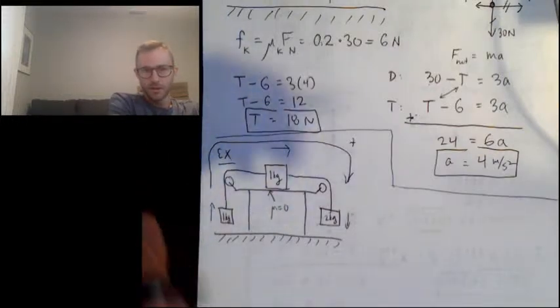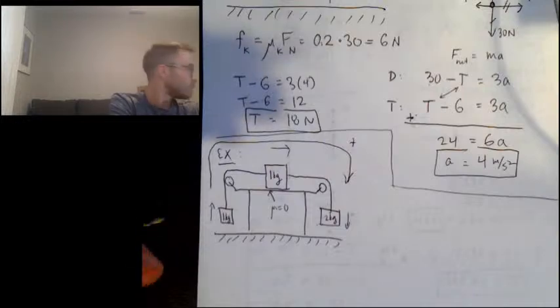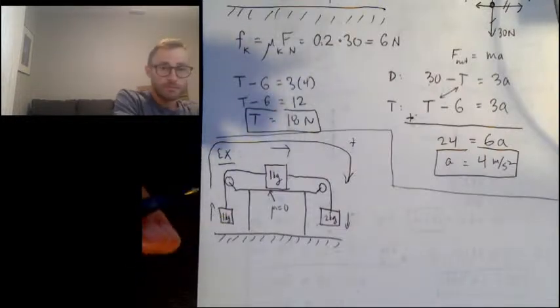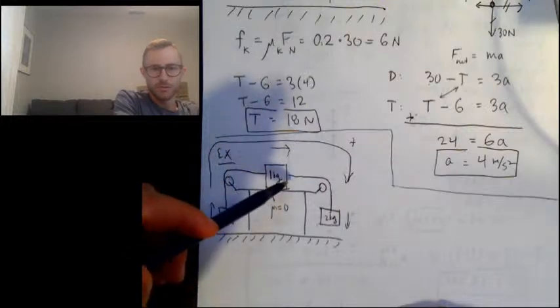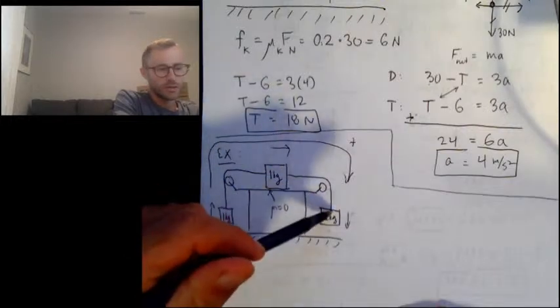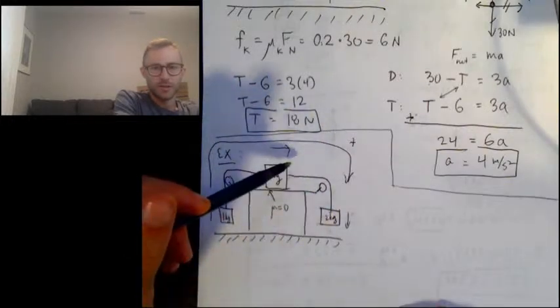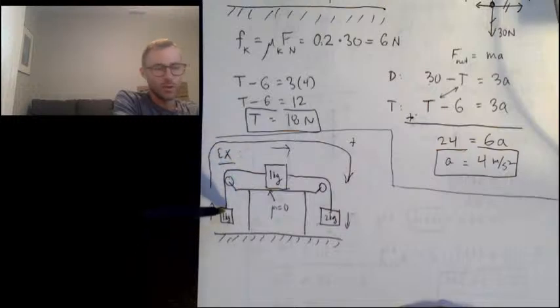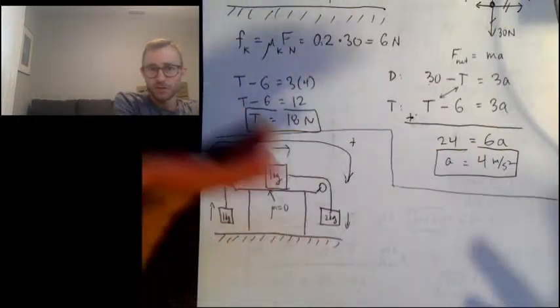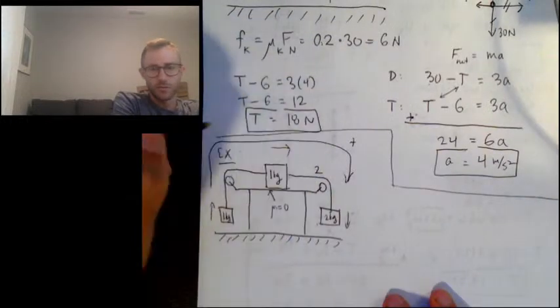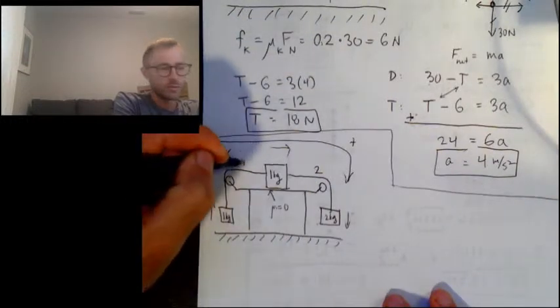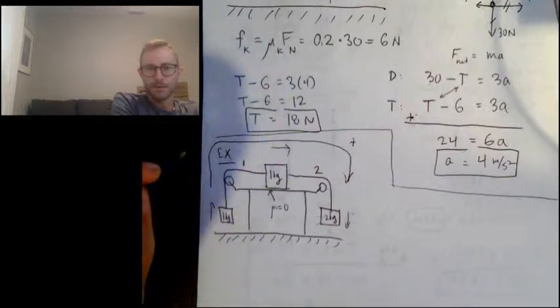Also, this problem has two ropes. This is not a single rope. There's a rope connecting the 2 kilogram to the table mass, and there's a rope connecting the 1 kilogram to the table mass. So that means I'm going to have two different tensions in this problem. I'll call that rope number 2, and I'll call that rope number 1.